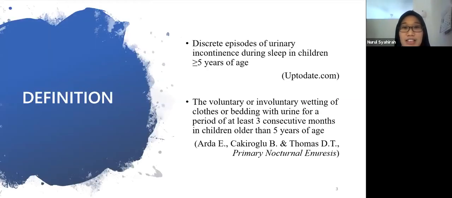For the definition, based on UpToDate, enuresis can be defined as the discrete episode of urinary incontinence during sleep in children of 5 or more years. And according to the article titled Primary Nocturnal Enuresis, enuresis can be defined as the voluntary or involuntary wetting of clothes or bedding with urine for a period of at least 3 consecutive months in children older than 5 years of age.